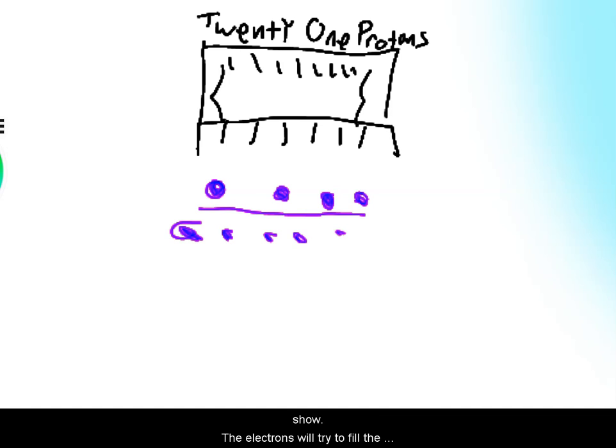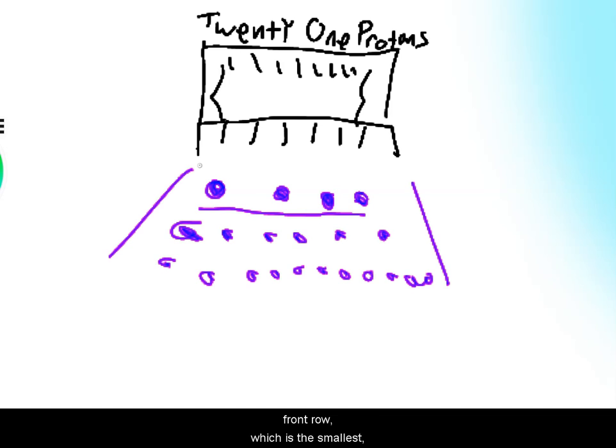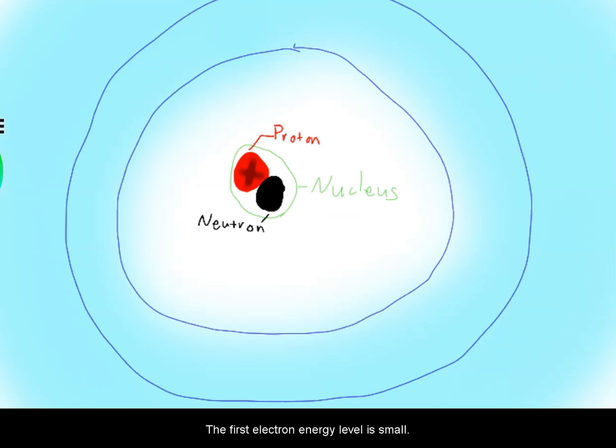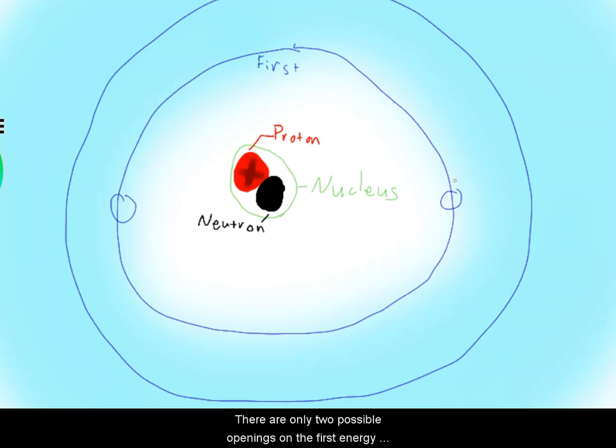The electrons will try to fill the front row, which is the smallest, first. Once that row is filled, they have to sit in other, larger rows. The first electron energy level is small. There are only 2 possible openings on the first energy level for electrons to fill.